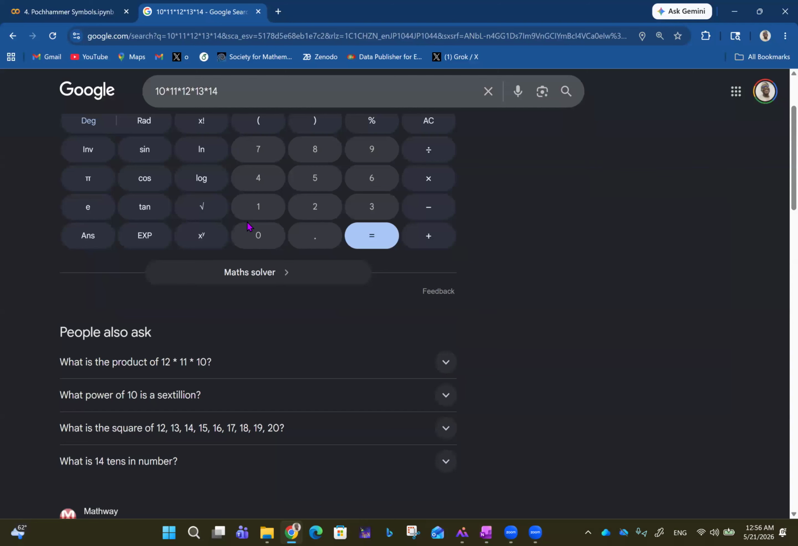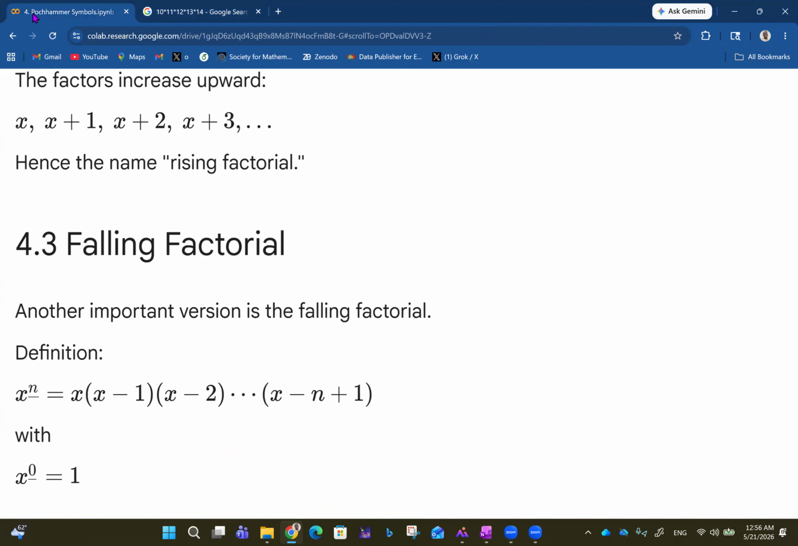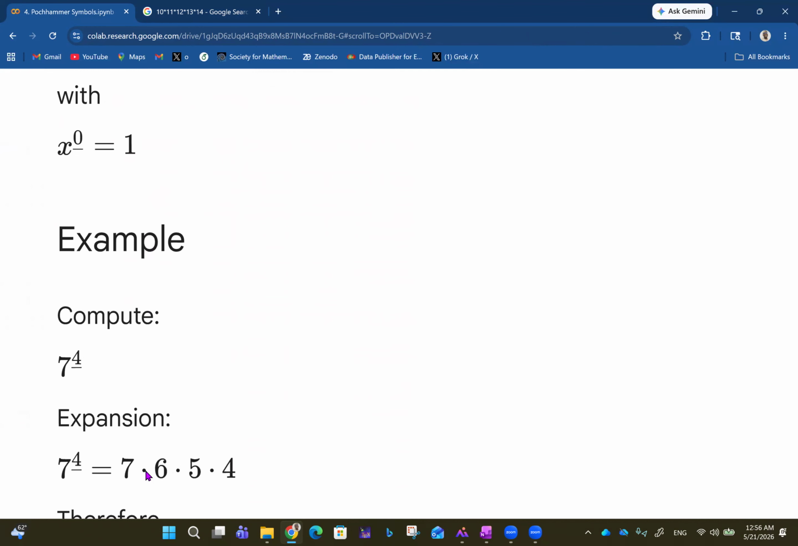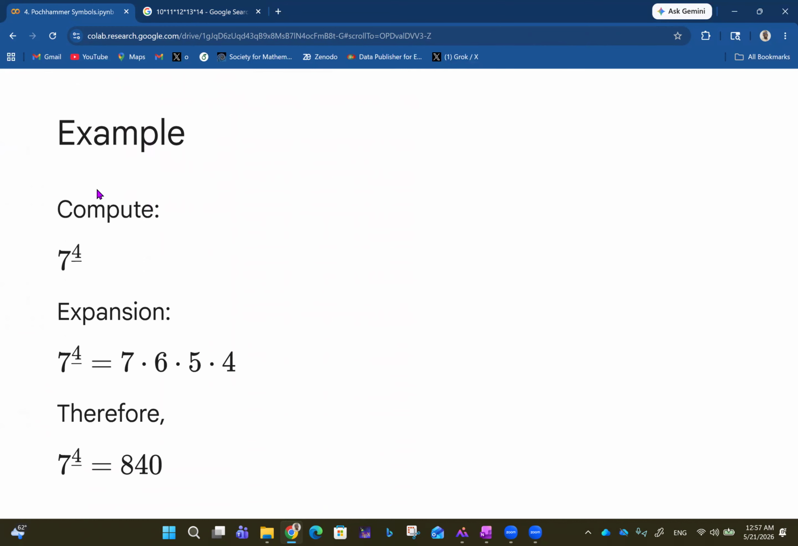So let's talk about the other part, which is the falling factorial. That's just the reverse. Another important version is the falling factorial definition. You have x power n underlined, so you have x times x minus 1, x minus 2, until you get to the number of steps indicated. Whereas x power 0 underlined is 1, just like x sub 0 for rising is also 1. So for example, 7 with 4 underlined, the expansion will just be: starting from 7, go 4 steps down.